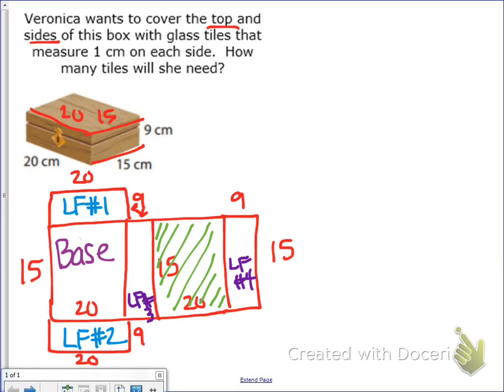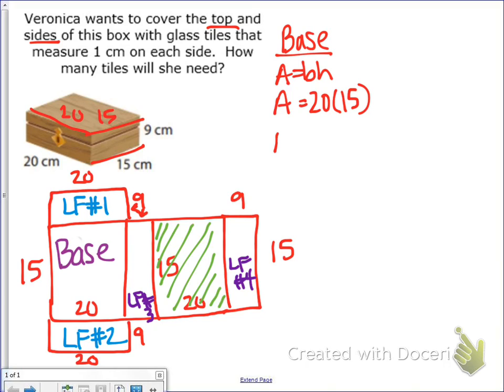So I'm going to do the base first. So here's my base work. Since they are all rectangles, we will be using the formula area equals base times height. My base for that is 20, and my height for that is 15. So the area of my base shape is 300, and these are in centimeters squared. So that's one of the shapes.